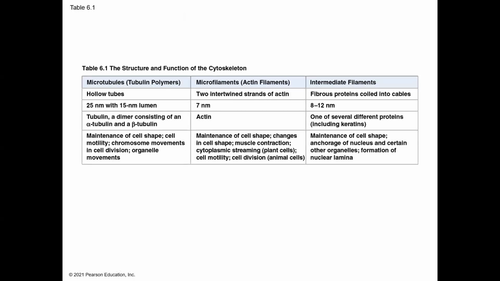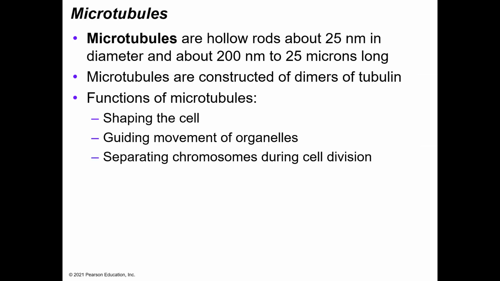And so in this table here, it gives a really nice, good summary of the three different types of components that form the cytoskeleton and their function, their role within the cell. So let's go over them. There are the microtubules. They're huge hollow rods that are about 25 nanometers in diameter, and they can be about 200 nanometers to 25 microns long.